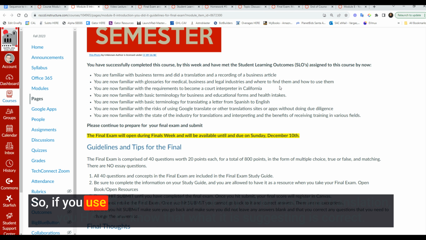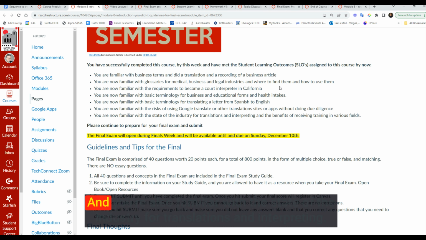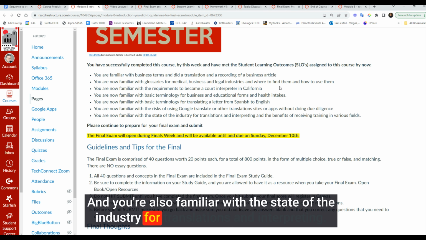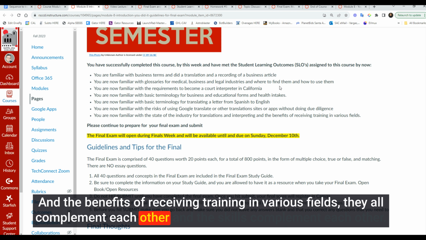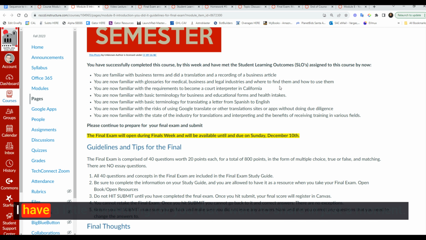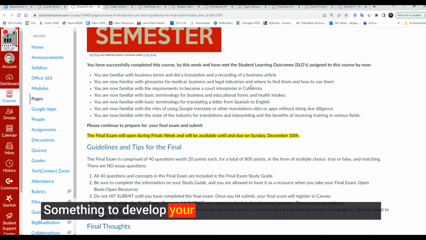So if you use Google Translate or any other machine translation, you have to know that what it is suggesting is correct. And you're also familiar with the state of the industry for translations and interpreting and the benefits of receiving training in various fields. They all complement each other, and the skills complement each other. Speaking of skills, I have a little something for you that I want to share in just a moment. Something to develop your simultaneous interpreting skills.